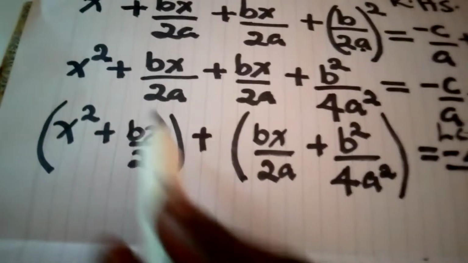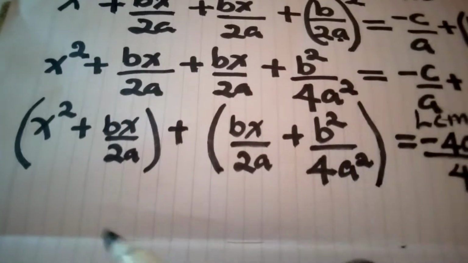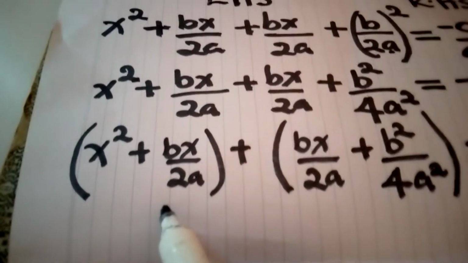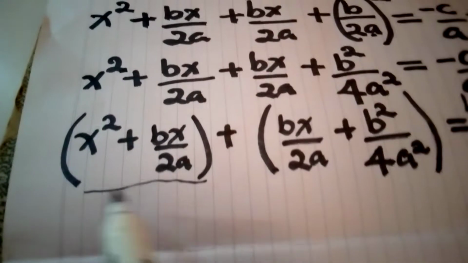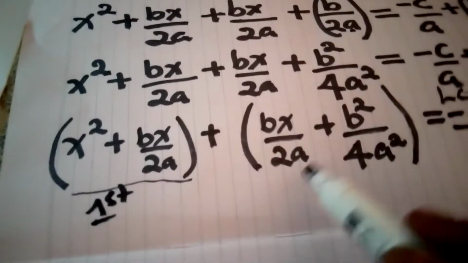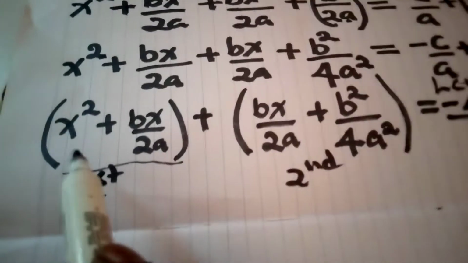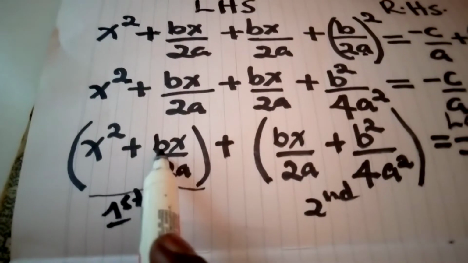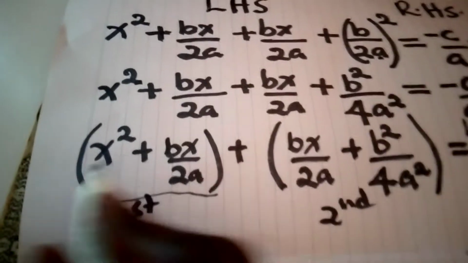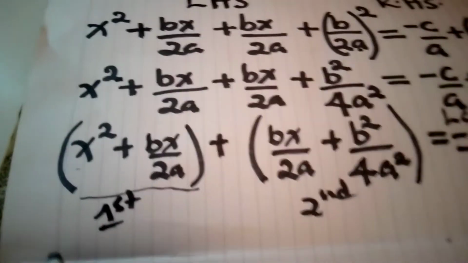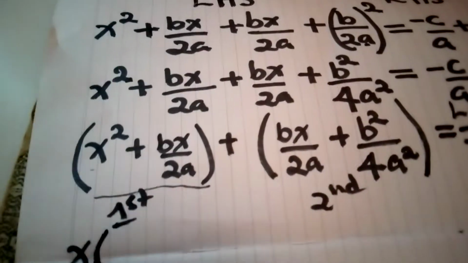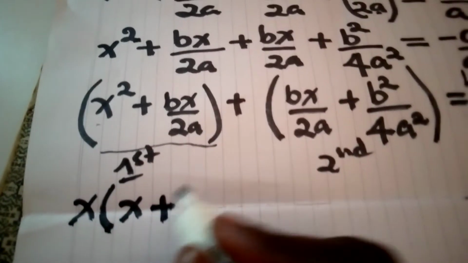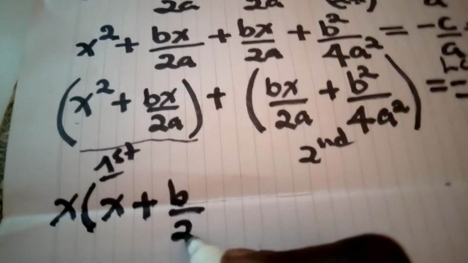Then after grouping this left-hand side equation, what you have to do, the next step is to pull out the common factor. Now when you look at the first equation, the first bracket here, this is the second bracket. So pull out the common factor from the first bracket. So when you have to pull out the common factor from the first bracket, we shall have x is the common factor here. So when you pull out x, which means you'll have x outside the bracket, giving us x plus b all over 2a.